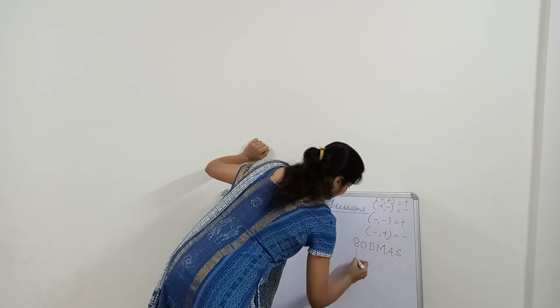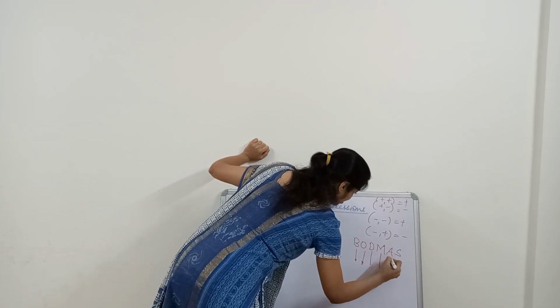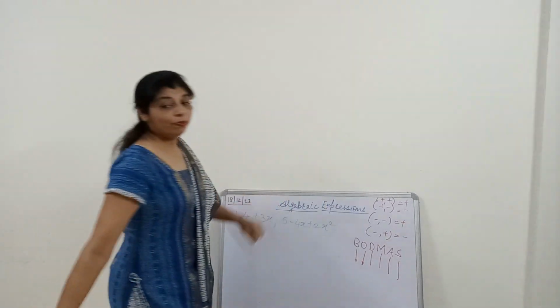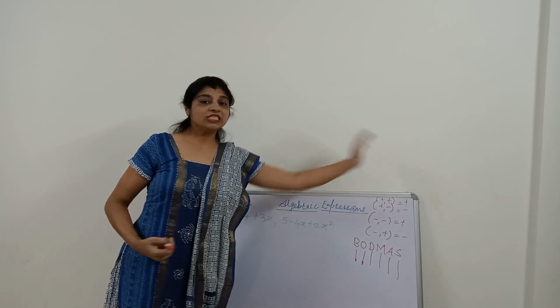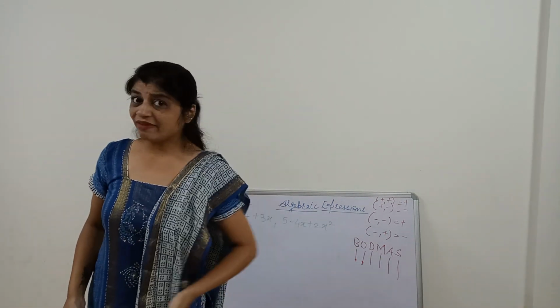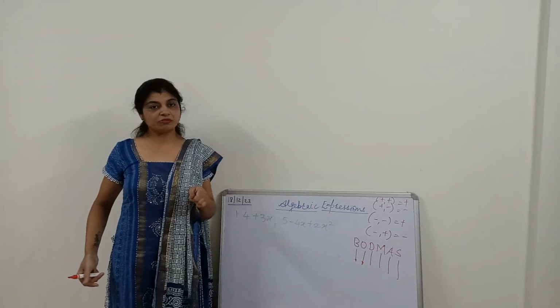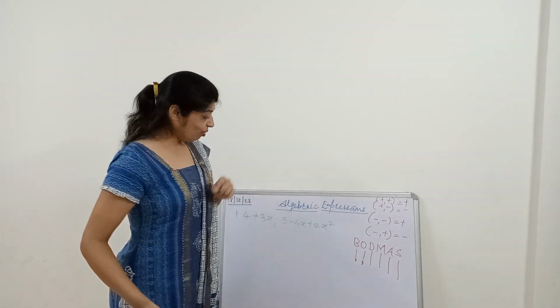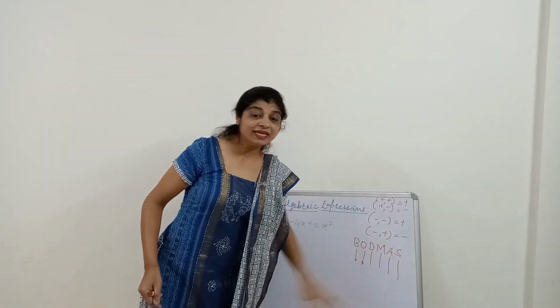BODMAS: Bracket of division, multiplication, addition and subtraction. It means that in an equation or an expression, if you get brackets and all four operations, maybe more than one operation, from where do you start first? That becomes a big question mark in front of the students. So you should follow this: bracket of division, multiplication, addition and subtraction.